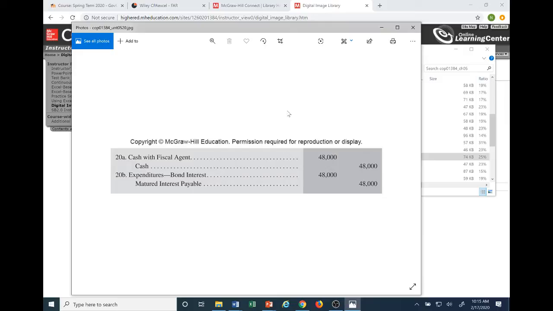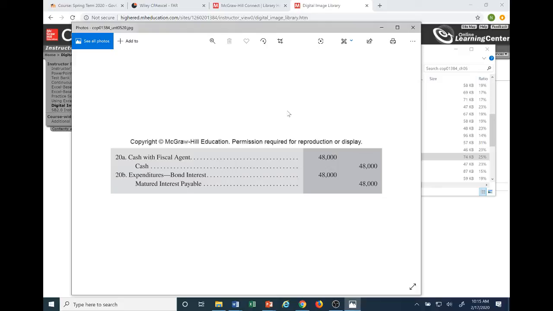So let's just see here, 20A, that's the first thing. So remember, the first thing we do is we give the money to the agent, right? So we need to account for that money leaving, right? So how do we do that? First thing we do is we debit cash with fiscal agent for $48,000 and then credit cash, right? Because we just gave money to the bank. But it's still our money, right? Technically, because we're holding on, we're just switching who's holding it, right? So it's still showing cash with fiscal agent. It's just telling where the cash is. And then obviously cash is going out, right?